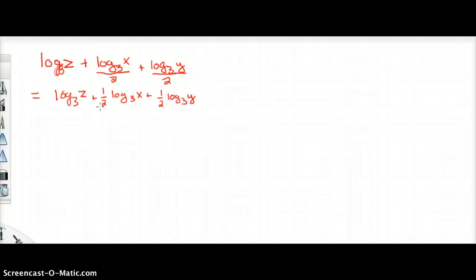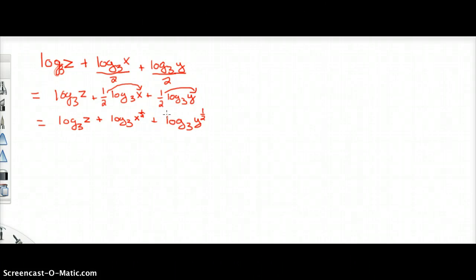And the third and final logarithm, I'm going to think of it as 1/2 times the log base 3 of y. I'm then going to use the property of logarithms that allows me to take the coefficient of any logarithm and move it to be the exponent of the argument of the logarithm, which is going to give me this slightly simpler form. I'm going to have the log base 3 of z still, plus the log base 3 of x to the 1/2 power plus the log base 3 of y to the 1/2 power.